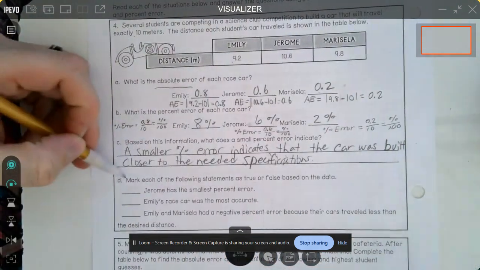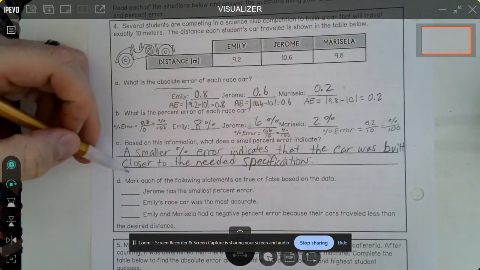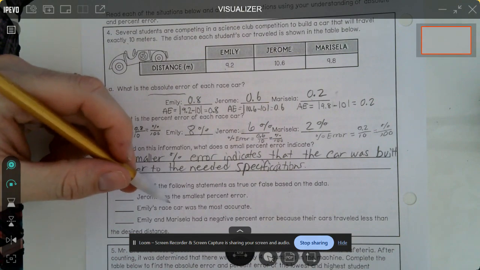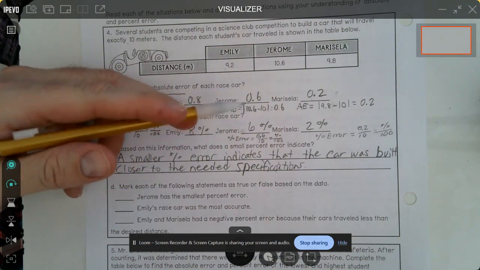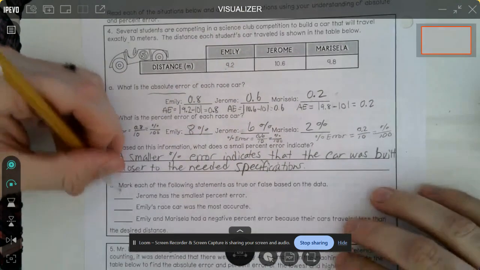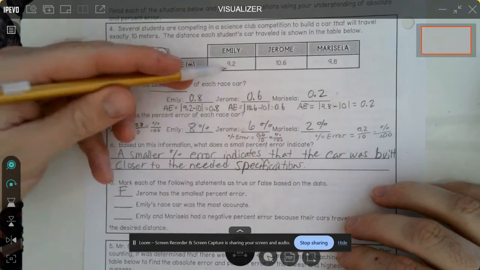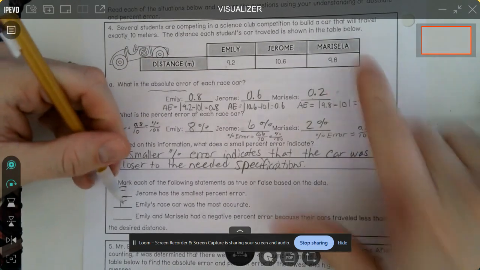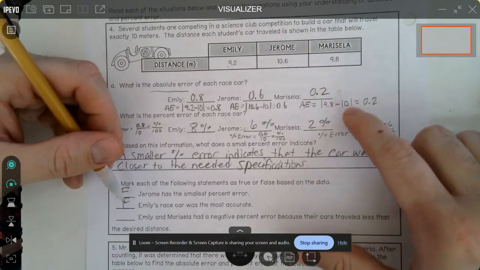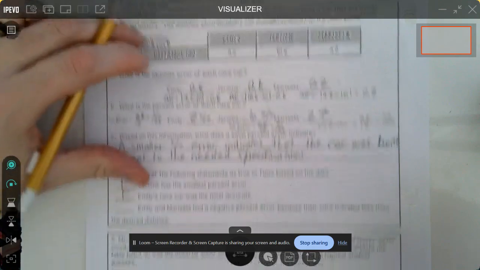Okay, so let's answer D. Read each letter of D, and then we're going to talk about it. Jerome has the smallest percent error, true or false? Jerome had the medium one, so that's false. Emily's race car was the most accurate. Well, that's false. We know that Maricela was the closest, had the smallest percent error. So Maricela actually was the most accurate.